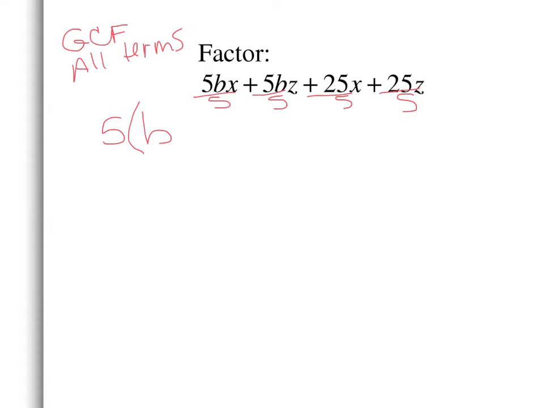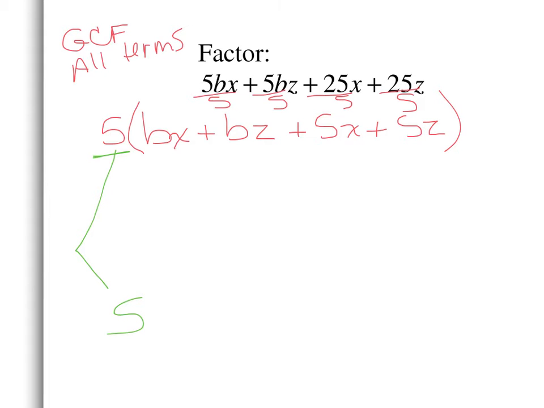So when we divide by 5, we have bx plus bz plus 5x plus 5z. Just by dividing by 5, and that's a GCF. Now that 5 GCF is not really going to do anything else, but it will be in our final answer. Now these four terms in this parentheses, we are going to separate in half and factor by grouping. So these two terms both have a b. They have a common b. And when you divide by b, you'll end up with x plus z.